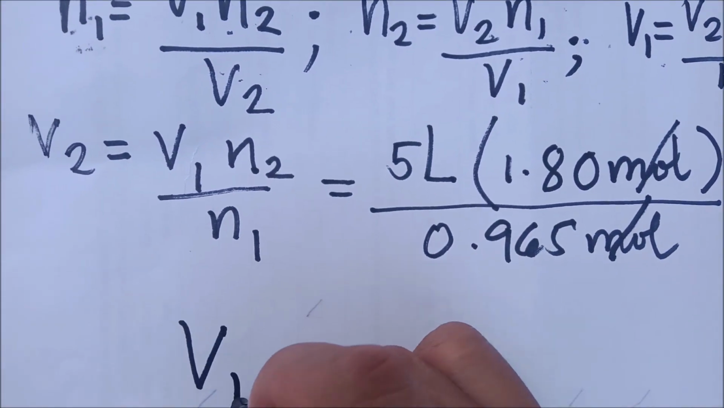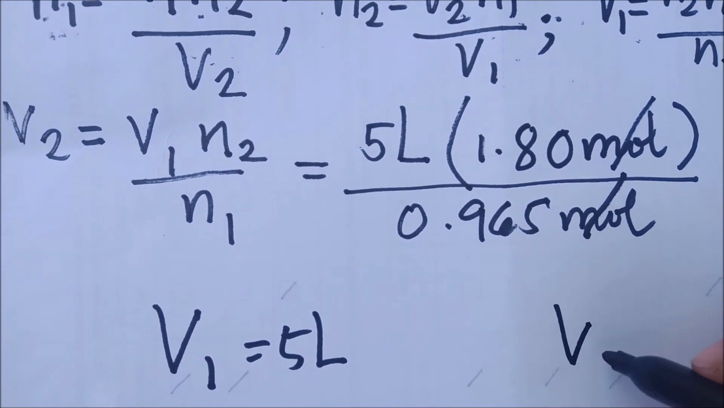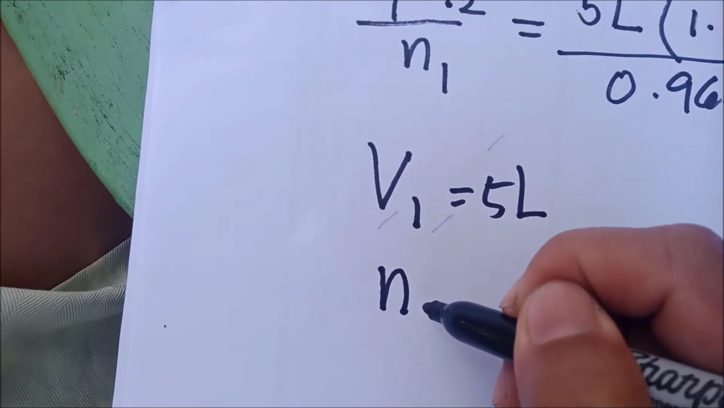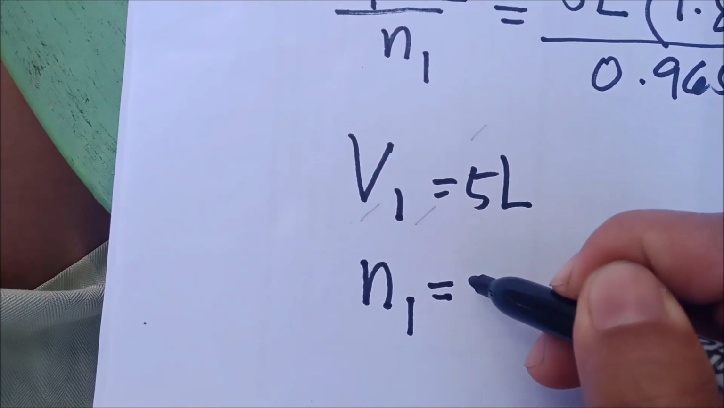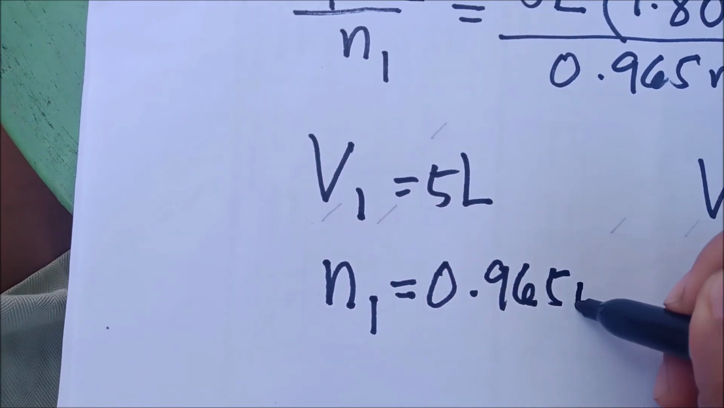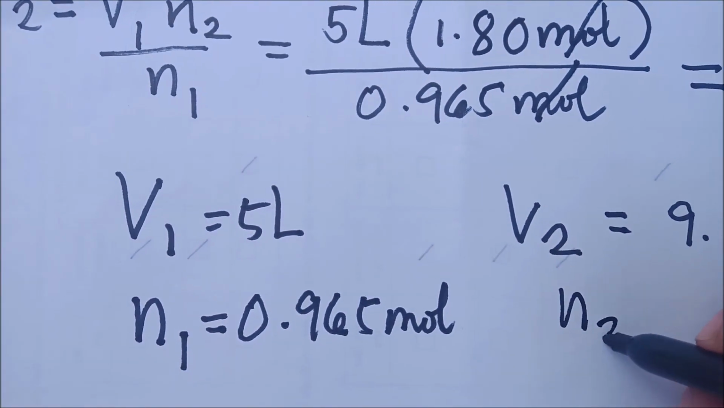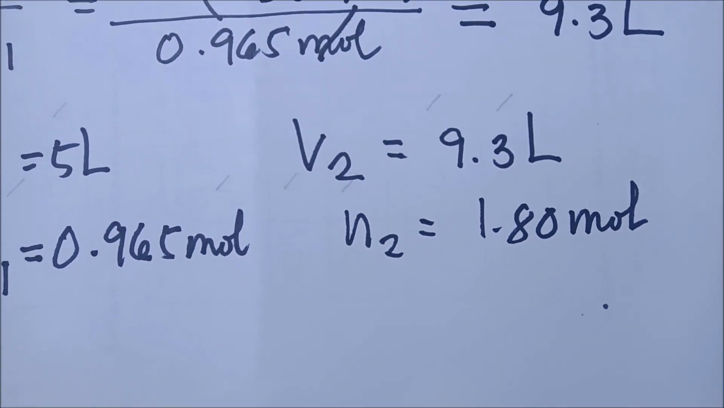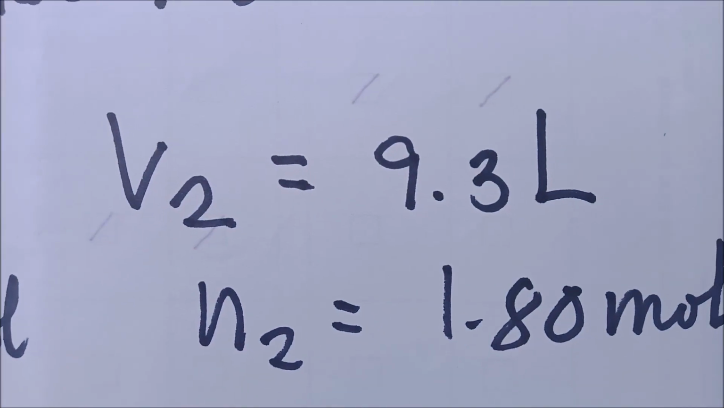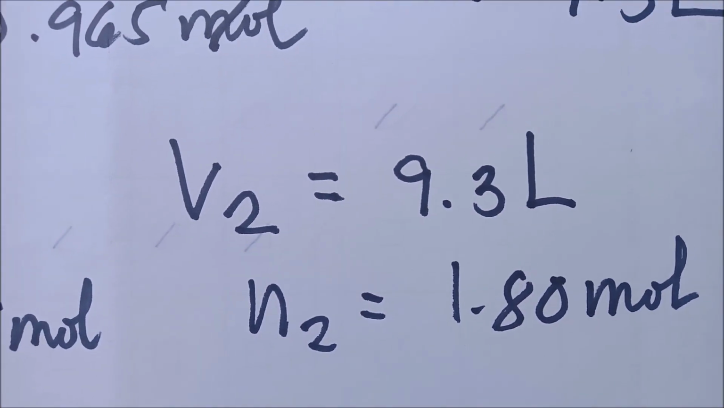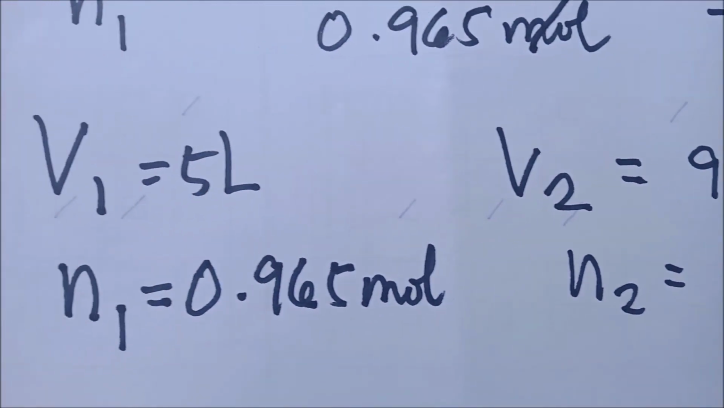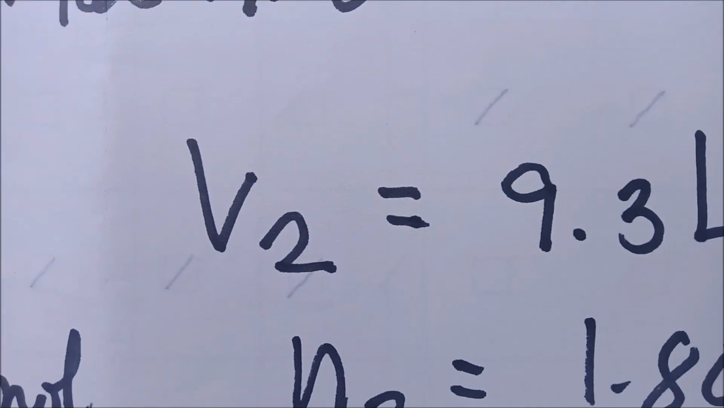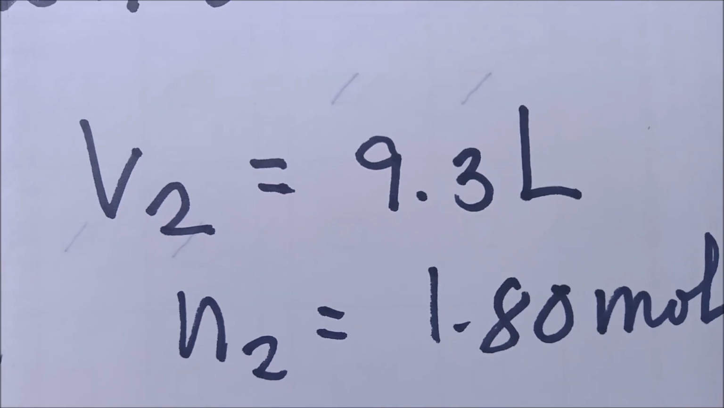So, from V1 of 5 liters, our final volume now is 9.3 liters because the number of moles of the helium gas at first is 0.965 mole, and since it increased to a value of 1.80 mole, as we hypothesized a while ago, volume 2 must increase, and we were able to get an answer that is greater than the initial volume, which is 5 liters. So from 5 liters, our volume now became 9.3 liters.